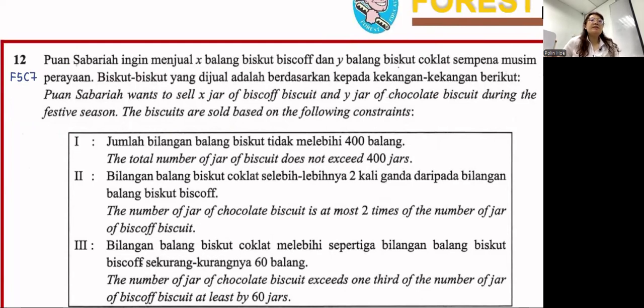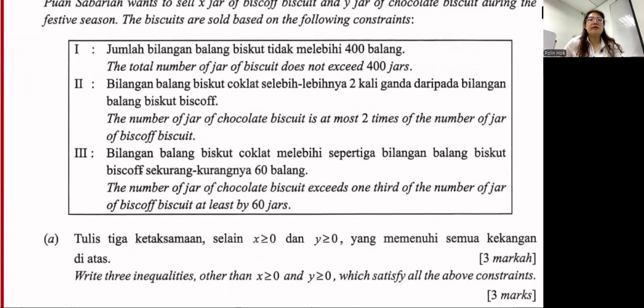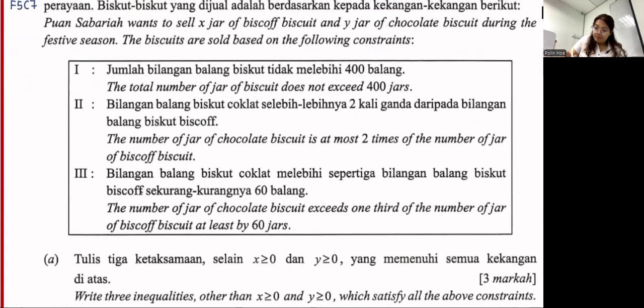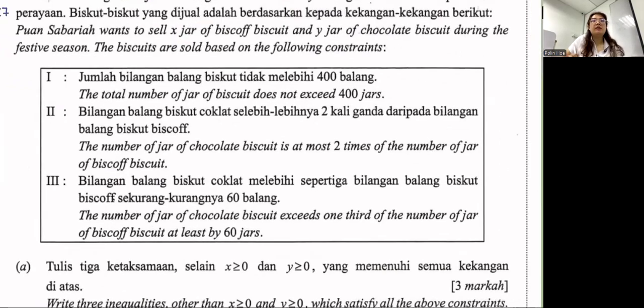Okay, let's see. Bavaria wants to sell x jars of Biscoff biscuits and y jars of chocolate biscuits during the festive season. The biscuits are sold based on the following constraints. Usually one constraint correct, you will get 1 mark. Biscoff is x, chocolate is y. The total number does not exceed 400. Does not exceed means maximum. It will be x plus y less than or equal to 400, because maybe she can afford to do this much.